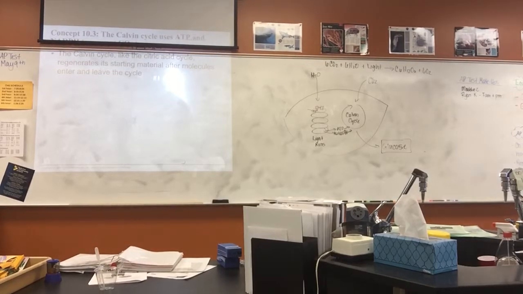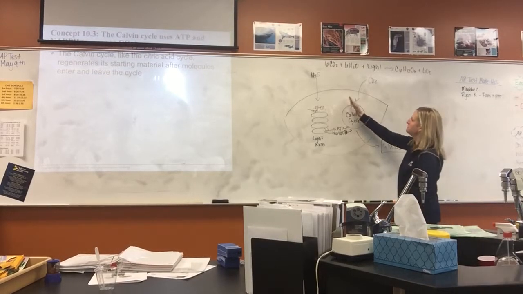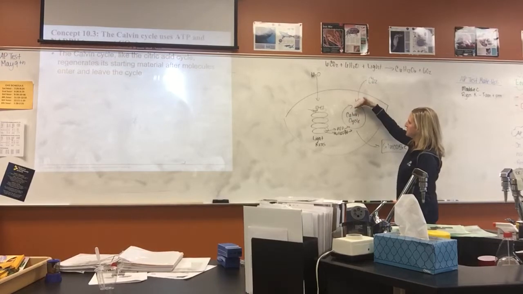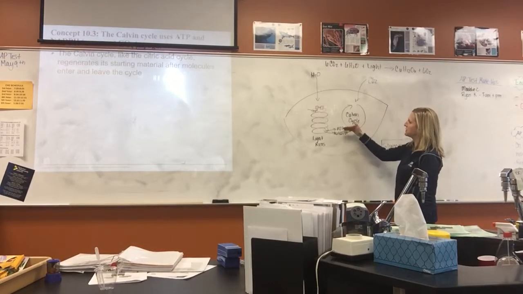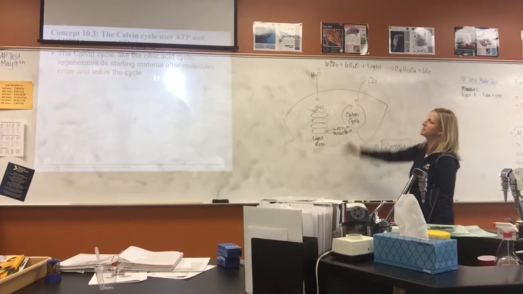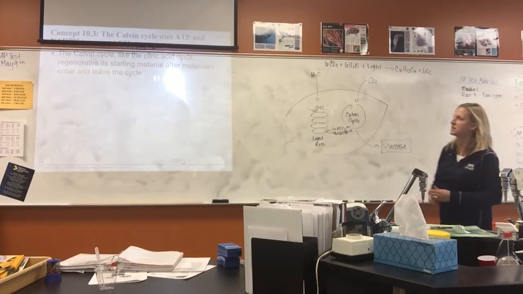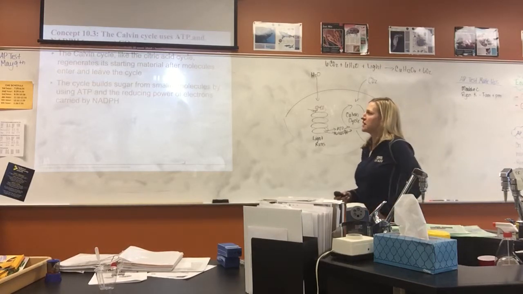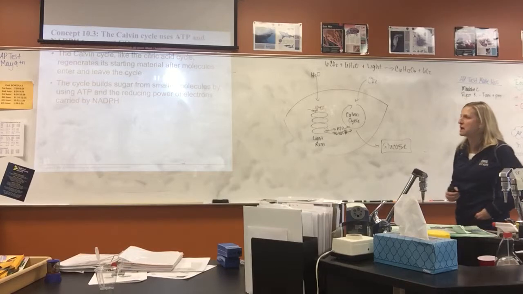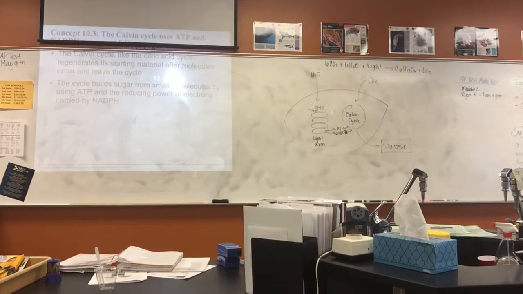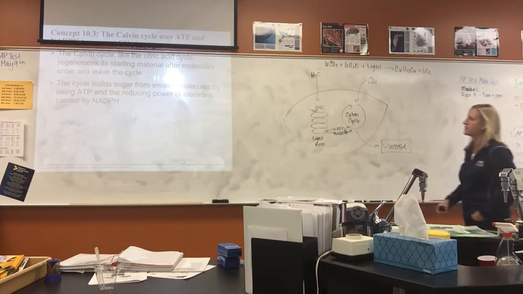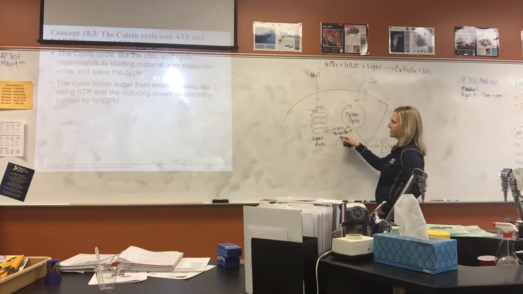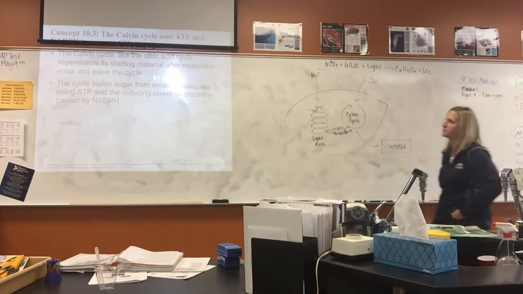So that means it's a cycle, meaning you have a molecule here that reacts with CO2 that comes in, goes through a series of reactions, and you regenerate that same molecule that can then react with the next CO2. The cycle builds sugar from smaller molecules by using ATP and the reducing power of electrons carried by NADPH. Those two things are coming from the light reactions.